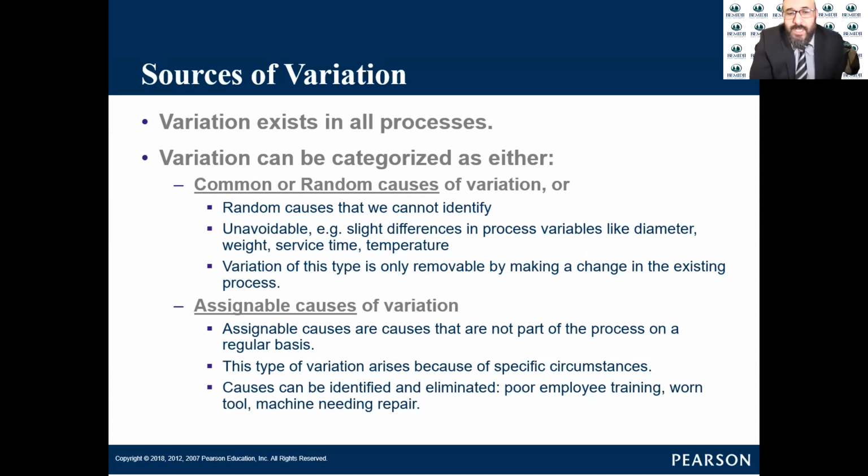Assignable cause variation is not part of the process. These happen because of a reason. This type of variation arises because of special circumstances. Causes can be identified and eliminated, such as poor employee training, worn tools, or a machine needing repair. These are just examples. So again, the quality control tools will help us to study the variation of the process, and there are two types of variation: random variation or assignable cause variation.